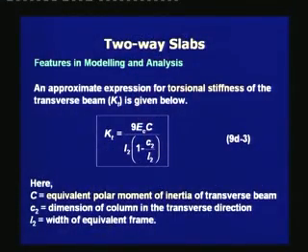An approximate expression for the torsional stiffness of the transverse beam Kt is given below. Kt is equal to 9 times EC times C divided by L2 times within bracket 1 minus C2 divided by L2, whole cubed. Here C is the equivalent polar moment of inertia of the transverse beam, C2 is the dimension of the column in the transverse direction, L2 is the width of the equivalent frame.